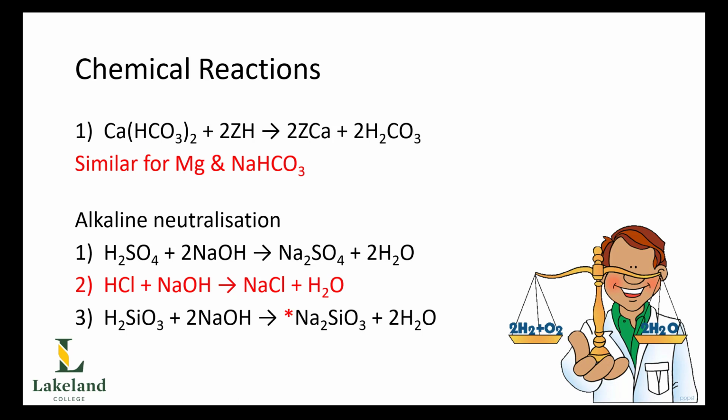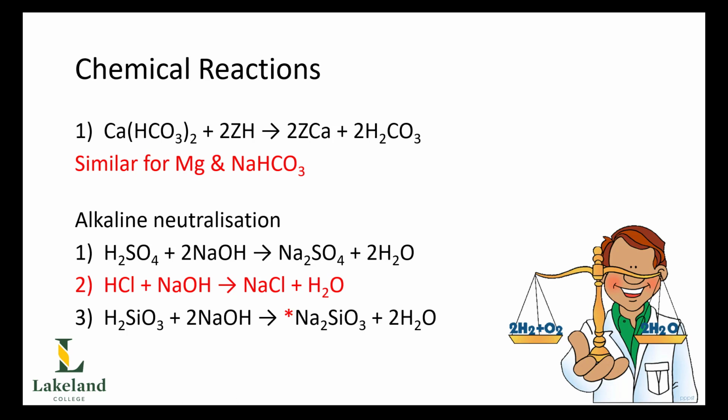Now, sodium sulfate and sodium chloride aren't a problem in our boiler because these can easily be removed via blowdown and, again, using a precipitating treatment. The third equation, however, is not so simple. This one is silicic acid added to sodium hydroxide, which is going to form sodium silicate and water.